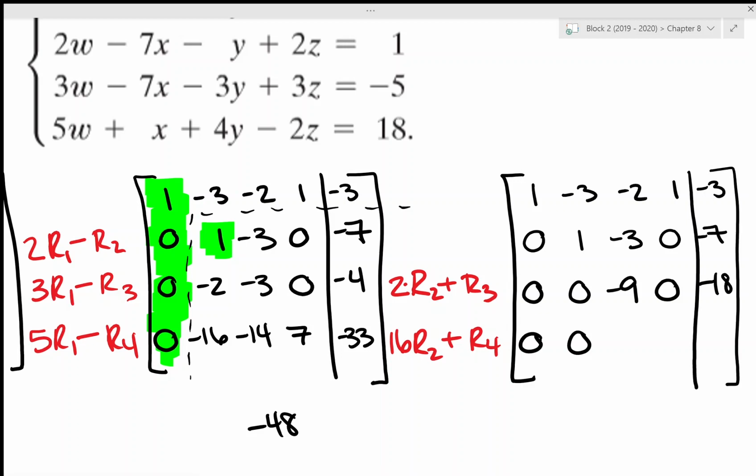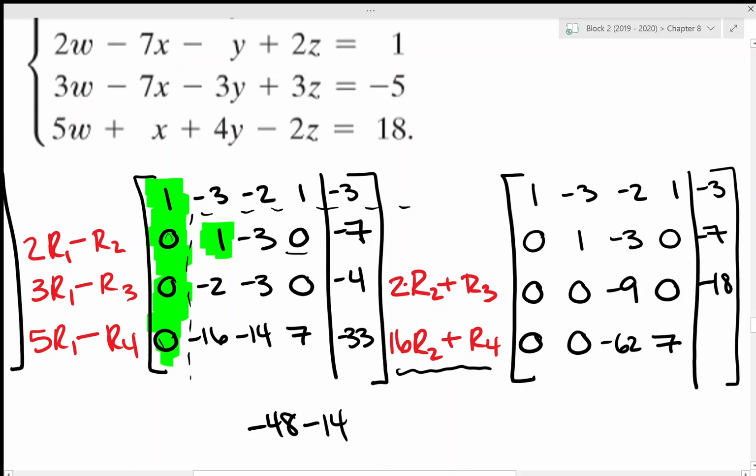So where we left off, I'm currently trying to do 16 times row 2 plus row 4. So I got these two zeros because the zeros stay zeros. Then 1 times 16 is 16 plus negative 16 is 0. 16 times negative 3 is negative 48 plus negative 14. When I do that, I'm going to get negative 62. Now 16 times 0 is 0 plus 7 is 7.